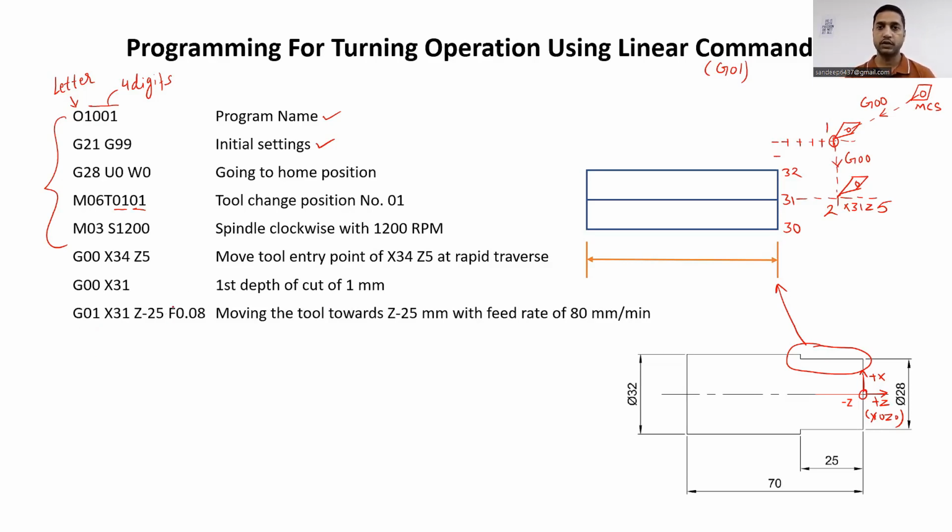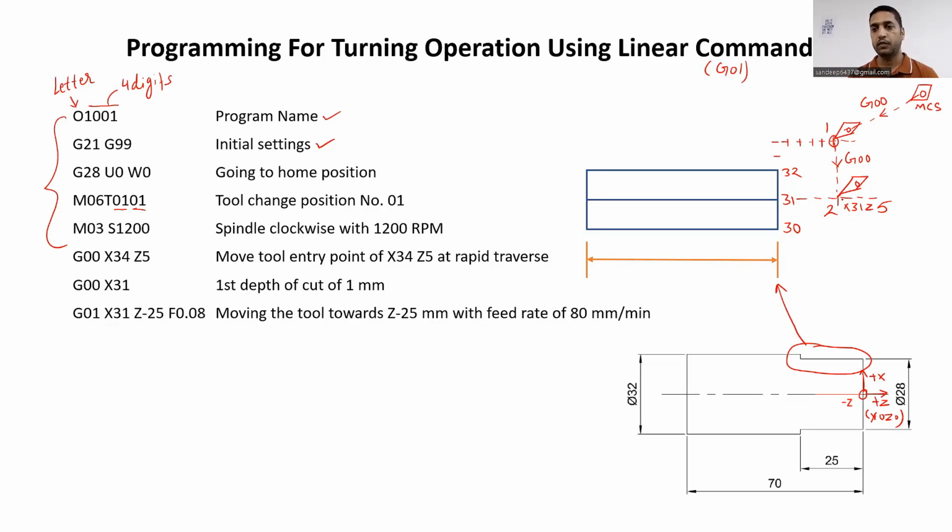When we use G01 code, there is a syntax for this, that is we will provide X value, Z value, and feed value also. So X31 Z minus 25 with feed F0.08 mm per revolution. So the meaning of this line is that we are moving the tool towards Z minus 25 mm with feed rate of 80 mm per minute.